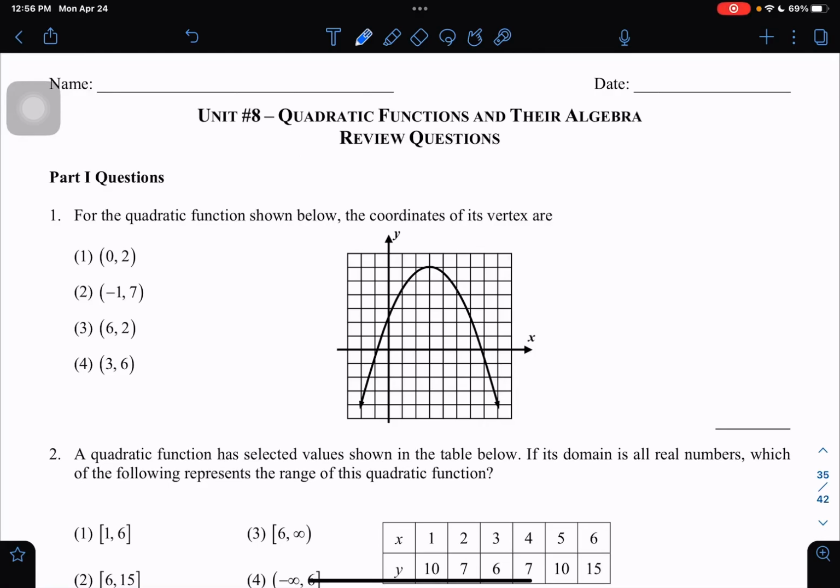Okay, so here's a review for tomorrow. This one asks for the coordinate of the vertex. So that's that turning point there, and that happens at (3, 6). So this is number 4. Let's get to the right page so I do the right questions.